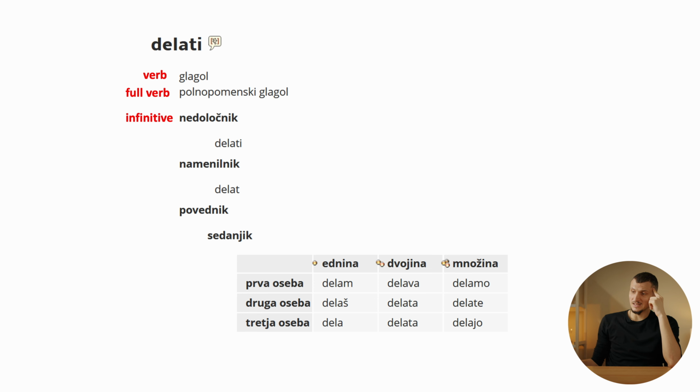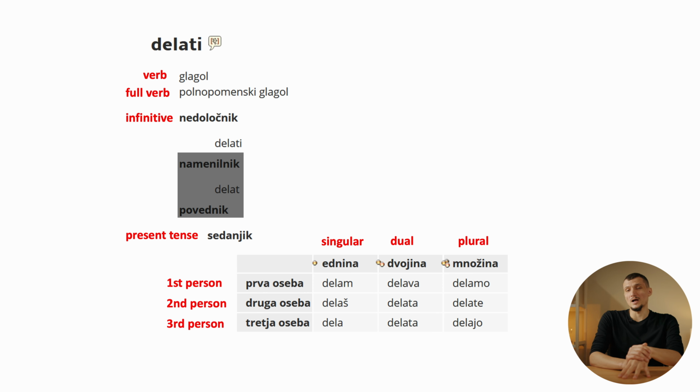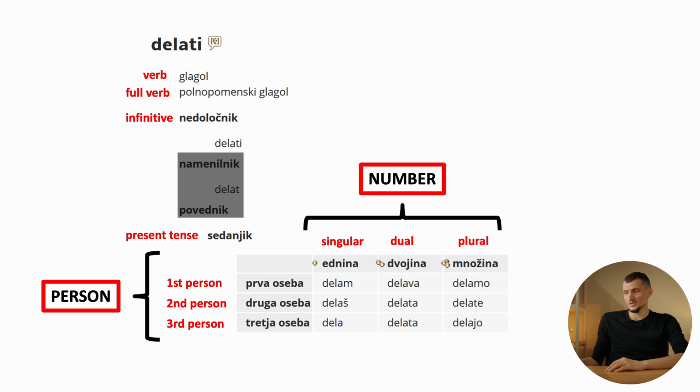The infinitive is delati. This part is really not important, and this says present tense, sedanjik. And then we have the interplay of number, singular, dual, plural, and first person, second person, third person. So I work is delam, you work is delaš, he, she works dela, and then the two of us, the two of you, the two of them, delava, delata, delata, and we work, you work, they work, delamo, delate, delajo. Now, this is number and this is person, of course.